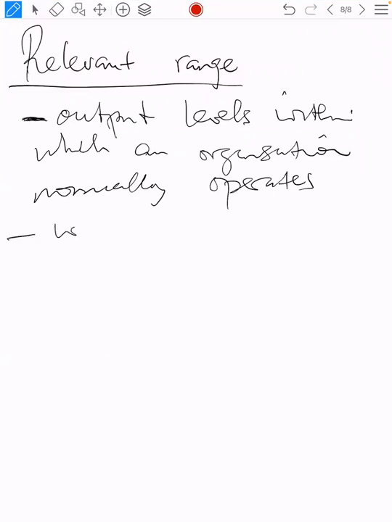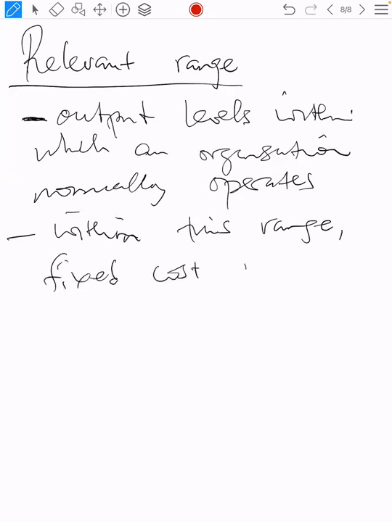Within this range, good people, fixed costs are fixed. Or in other words, within that range, fixed costs are going to be constant, right? If you are going to produce beyond your relevant range, you will realize that your fixed cost can become stepped a bit. It means that now you have gone outside your relevant range.